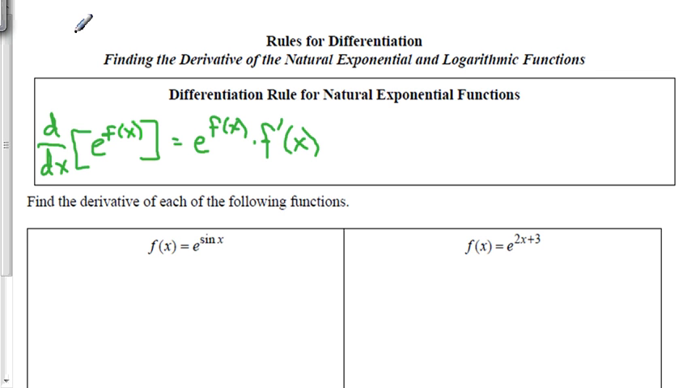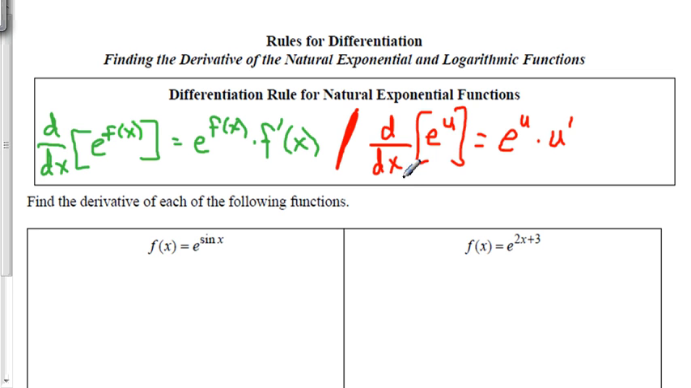Okay, so as we look at another rule of differentiation, finding the derivative of the natural exponential and logarithmic functions. First, the differentiation rule for natural exponential functions. The derivative with respect to x of e to the f of x is equal to e to the f of x power times f prime of x. And I'm going to write this another way also. If I take the derivative with respect to x of e to the u, that's going to be e to the u times u prime. So whatever that exponent is, we have to take the derivative at the end. Kind of like the chain rule.